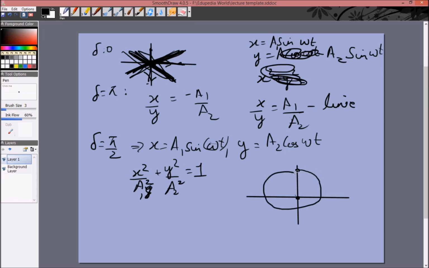And I apologize for my drawing. But so this will be the ultimate motion. This is a1 and this is a2, the two amplitudes.